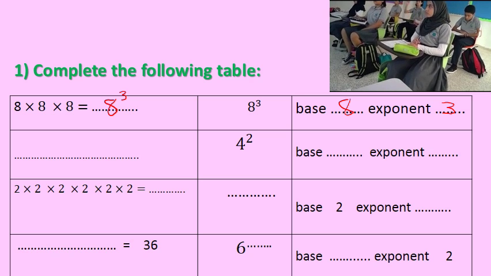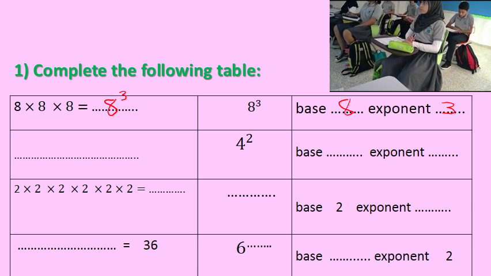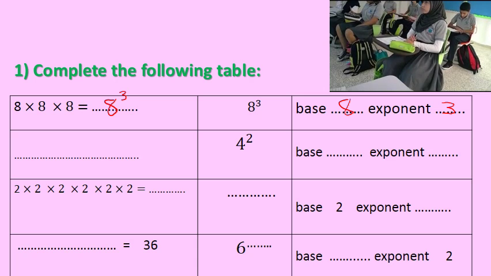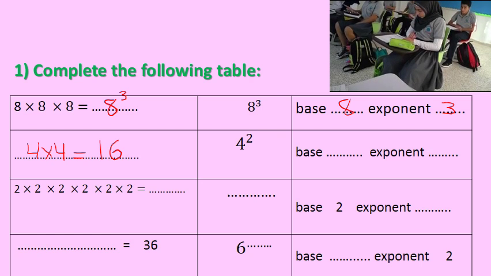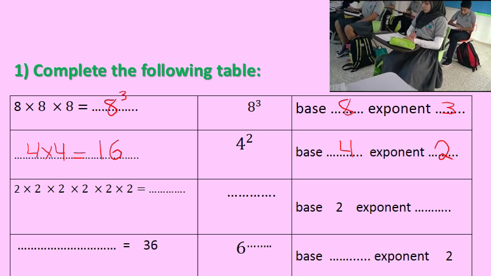The next one, Ali. 4 times 4 equals 4 exponent 2. 4 times 4, its answer is what, Ali? 16. What's the base? 4. The exponent is 2. Badia, now we have 2 times 2 times 2 times 2 times 2 times 2.